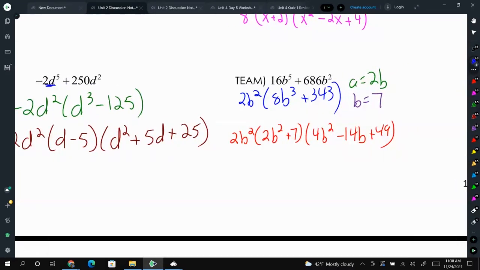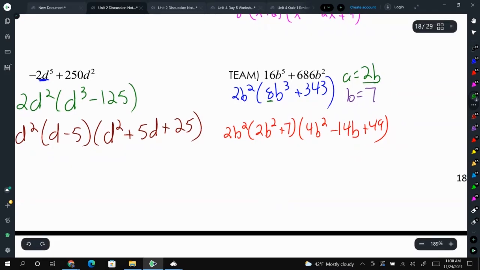Then over here, once you factored out a 2b squared as your GCF, you're left with 8b to the third plus 343. Now your a value in this one would be 2b because you're taking the third root of the 8 as well.